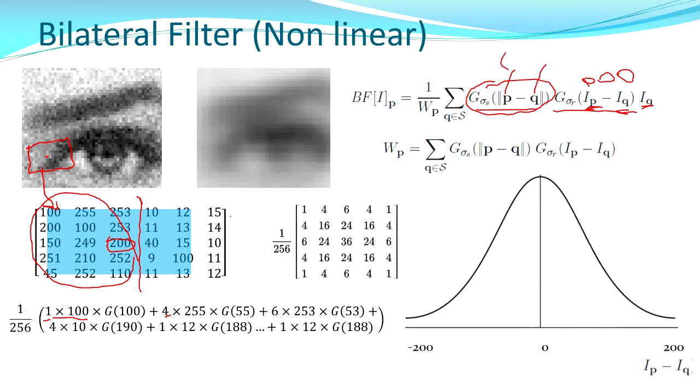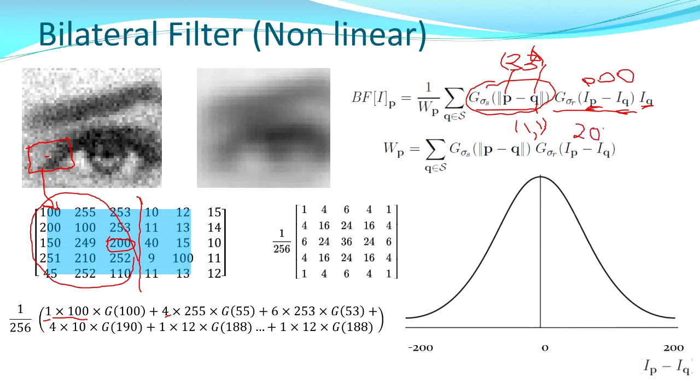So say in this case, P will be some, say, 3 comma 3. P is a vector, that is 3 comma 3, and Q over here, for the case of 100, is say 1 comma 1. But IP tells you what is the pixel value at 3 comma 3, so that is 200. So IP is 200.